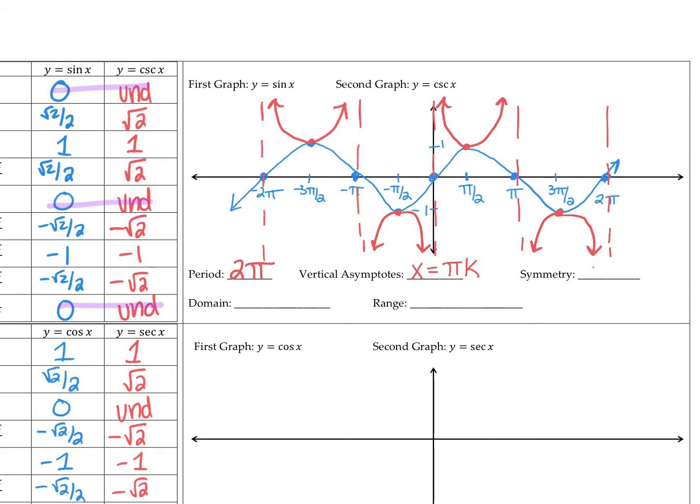Symmetry is with the origin, because we know that our sine symmetry is with the origin, so is our cosecant. My domain is going to be x such that x cannot equal the asymptotes. So my asymptote equation is going to be part of my domain. Now my range is going to be the opposite of sine. So sine was between -1 and 1. Now it's going from -infinity to -1 included, union 1 included to infinity.